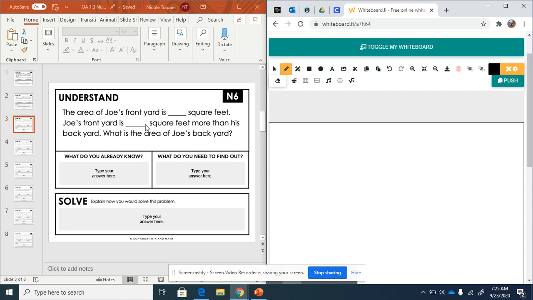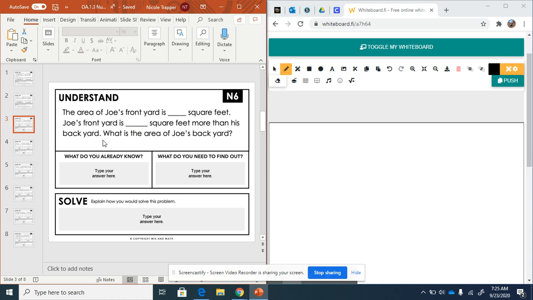Joe's front yard is blank square feet more than his backyard. What is the area of Joe's backyard? So what do I already know? I know that Joe's backyard is larger than his front yard because it says Joe's front yard is blank square feet more than his backyard.